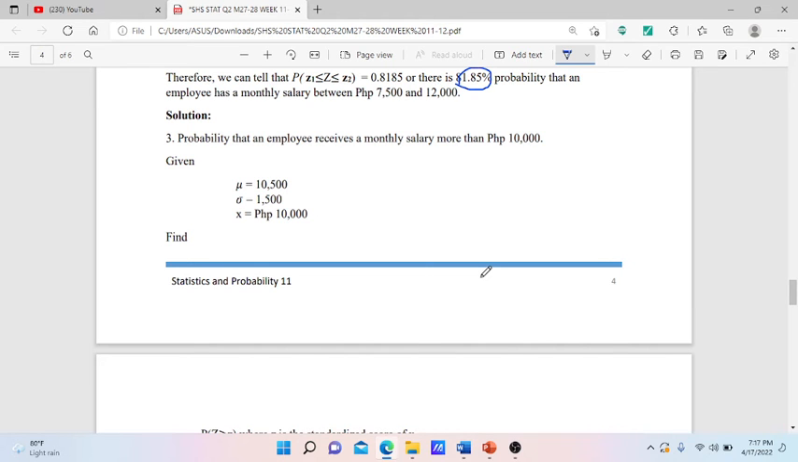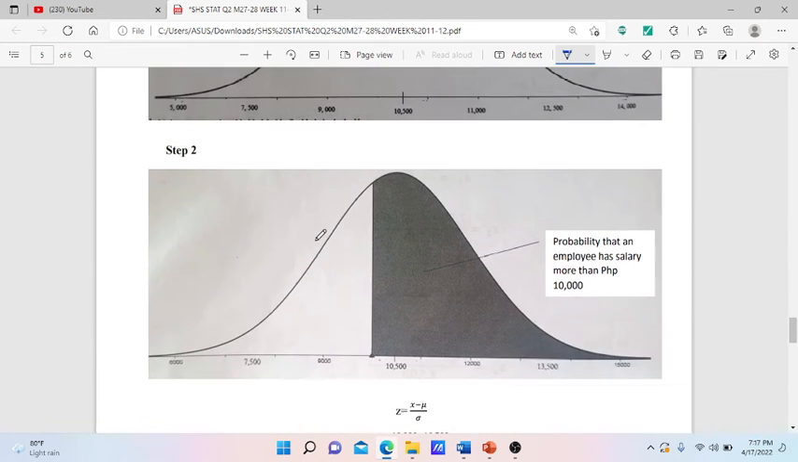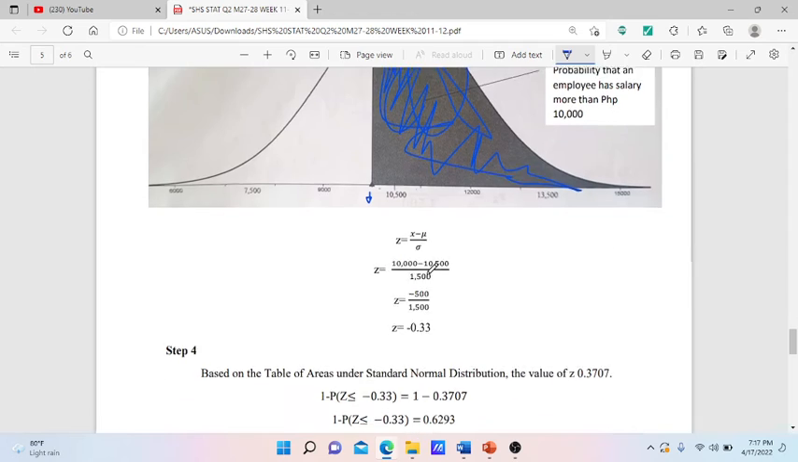So, the probability that an employee receives a monthly salary more than 10,000. Okay, so write the given, same given. Then the probability of x is 10,000. After that, locate 10,000. So, it is more than, so just shade going to the right. So this is the shaded region area.